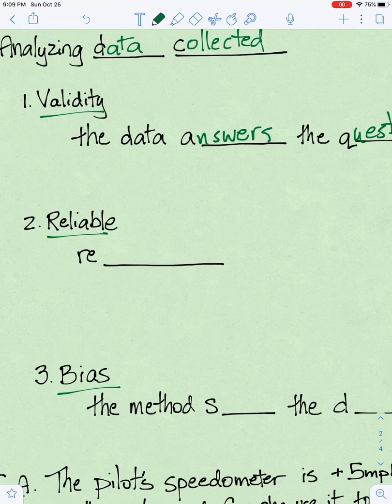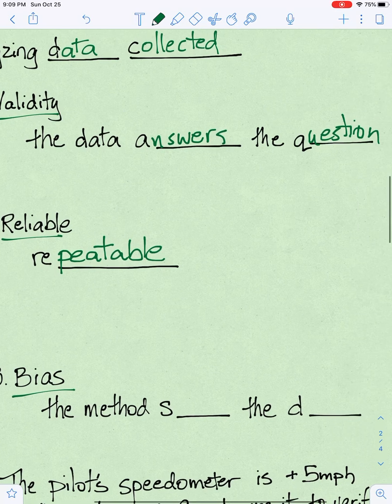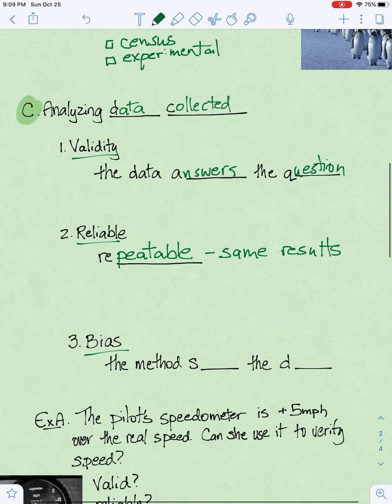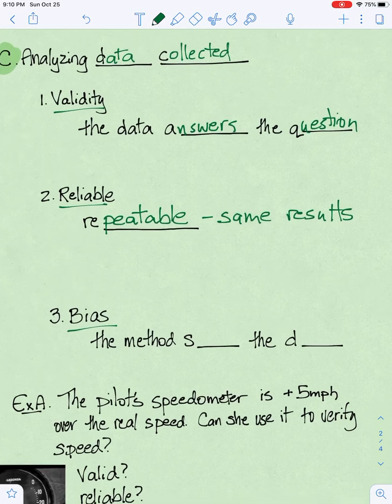Second of all, is it reliable? This means, can you repeat it? Is it repeatable and do you get the same results? Or I should say, not necessarily the same, but similar results, because you'll never get the exact same results. Sometimes the method that we're using is not reliable, and it doesn't give us consistent results, and that's problematic.